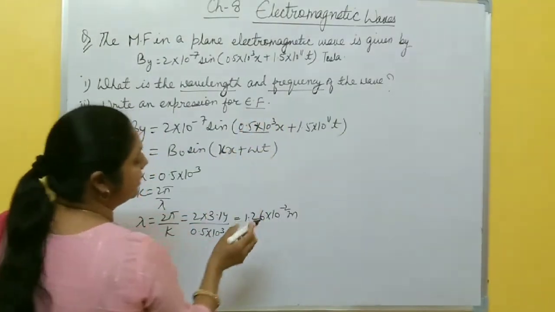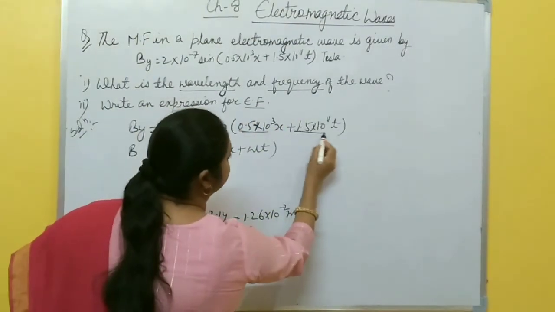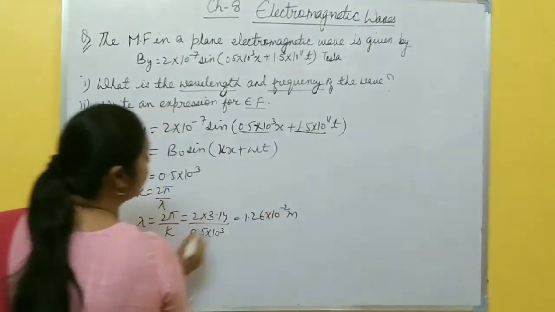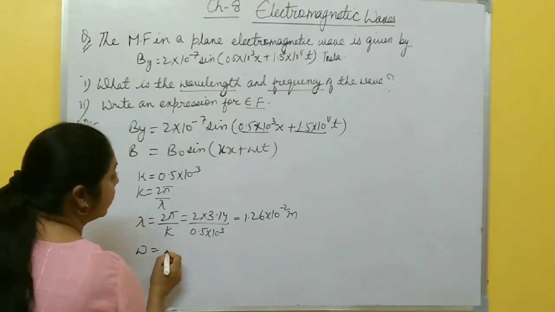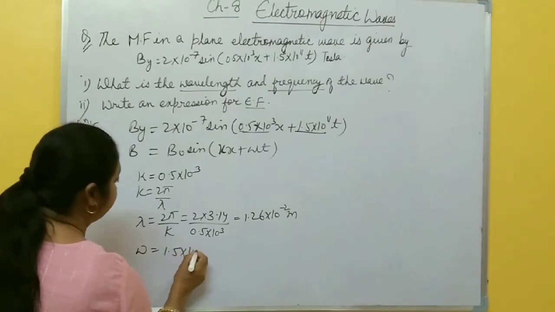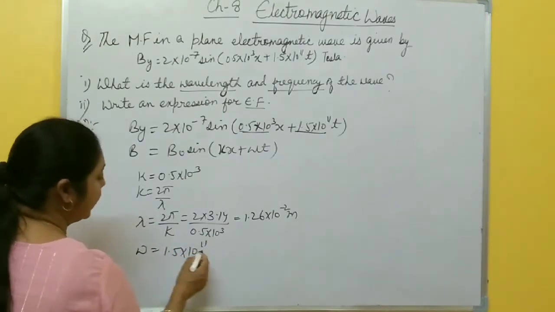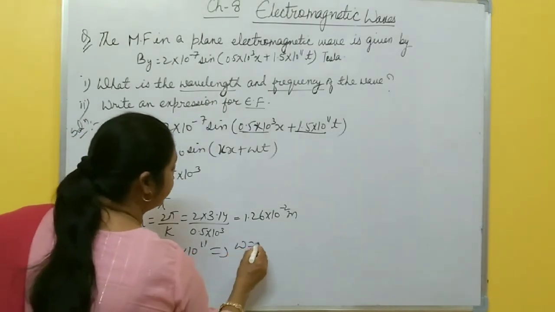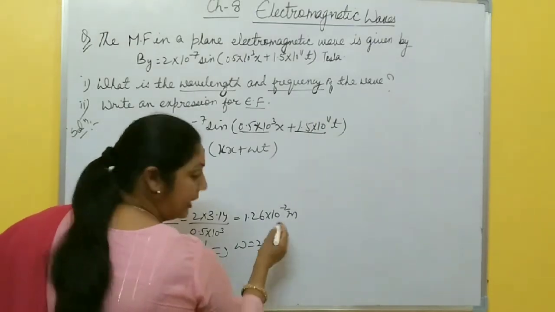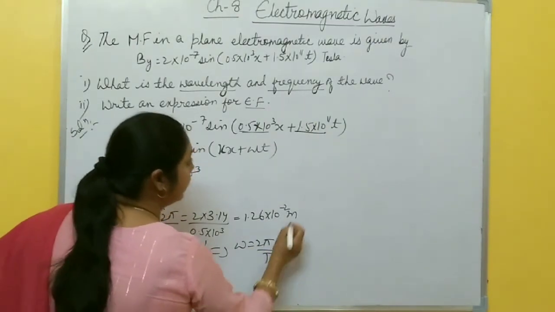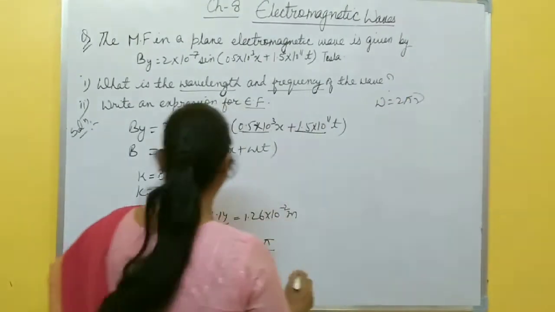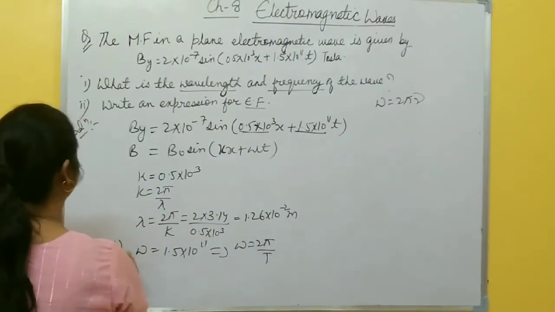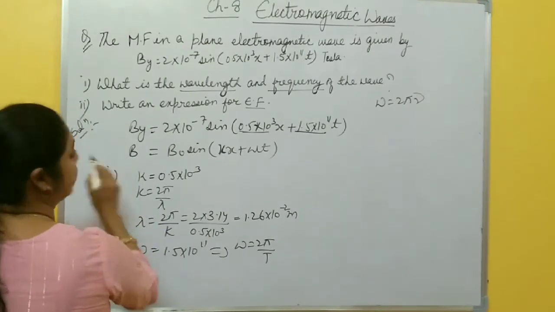Another one is frequency. So you compare this term. This one is what? Omega t. It means this one is omega, angular frequency. Omega is 1.5 into 10 to the power 11. Omega equal to 2 pi by T, and 1 by T is frequency. It means omega equal to 2 pi nu. Right, now this one is second part, okay, and this one is first part.